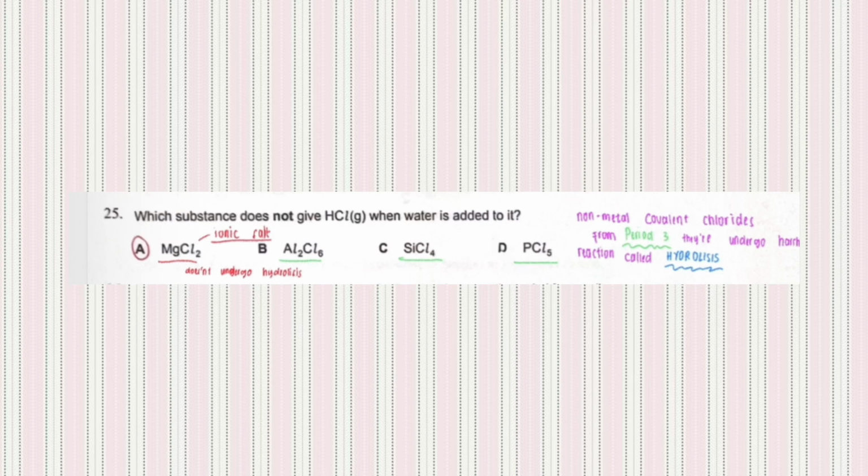25. Which substance does not give HCl when water is added to it? The answer is A. Why is it correct? Because in chemistry, when covalent chlorides from period 3, which are Al2Cl6, SiCl4, and PCl5, react with water, they will undergo a reaction called hydrolysis. There is an exception for MgCl2, because when you add water to it, it simply dissolves into individual ions. So it does not undergo heavy hydrolysis and it does not give off HCl gas.